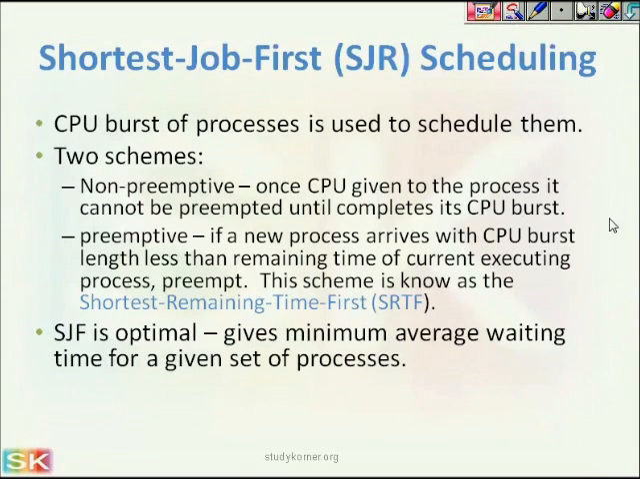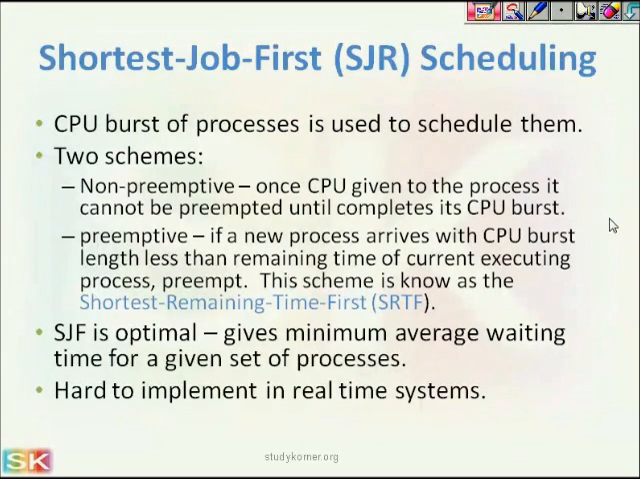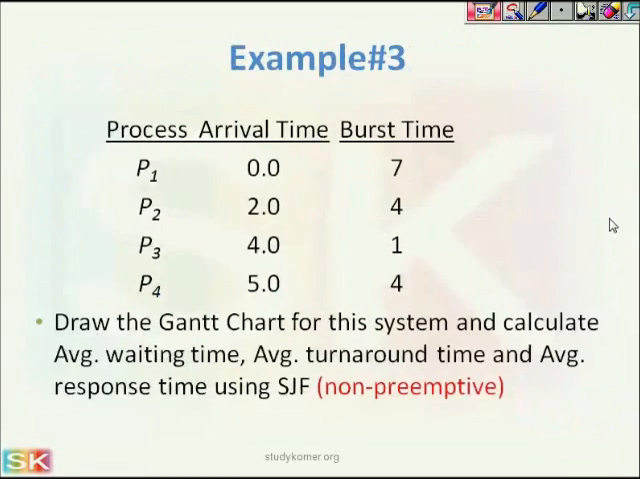SJF is optimal. It gives minimum average waiting time for a given set of processes. So we can use this scheduling algorithm as a benchmark for all the other remaining algorithms. We can judge the performance of any scheduling algorithm according to the SJF scheduling algorithm, right? It is hard to implement in real-time systems.